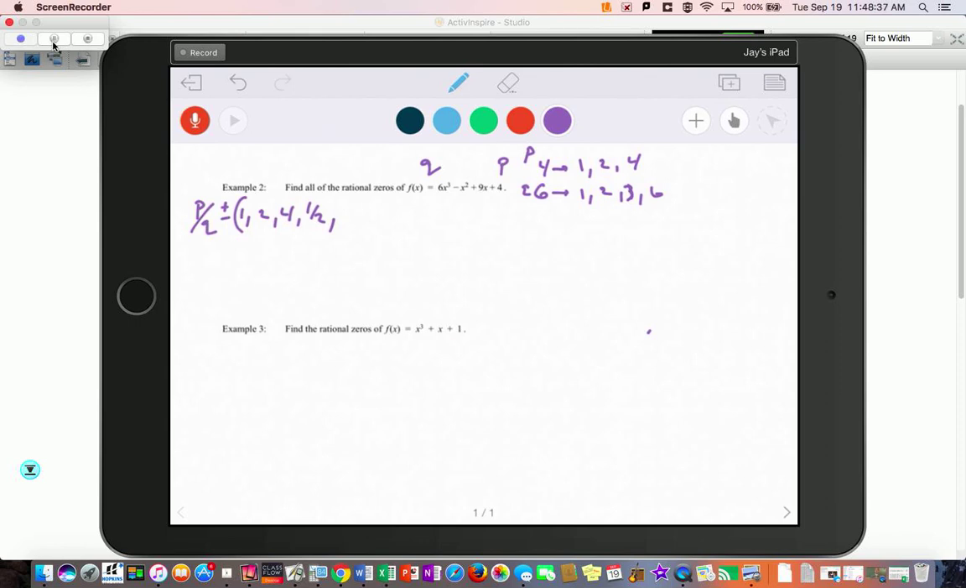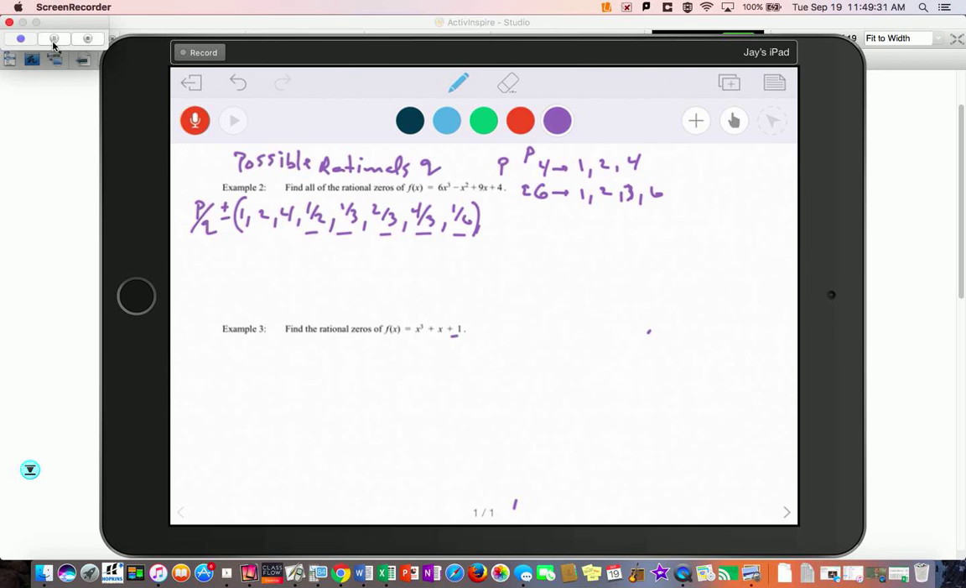Then the next numbers will be 1 over 3, 2 over 3, 4 over 3, and we did that. So 1 over 3, 2 over 3, and 4 over 3. Then the last ones would be 1 over 6, 2 over 6, which is 1/3 already in the list, and 4 over 6, which is 2/3 already in the list. So that would be all my P over Q's, what we call possible rationals. Now you might not think that these numbers are nice, but mathematically, because they are rational, we do say that they are nice numbers, and we can do our synthetic division.